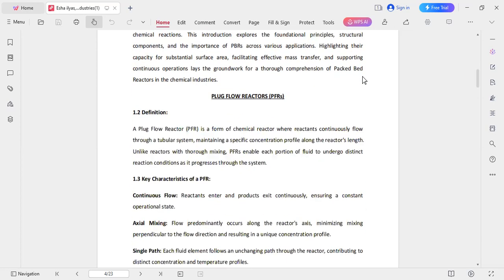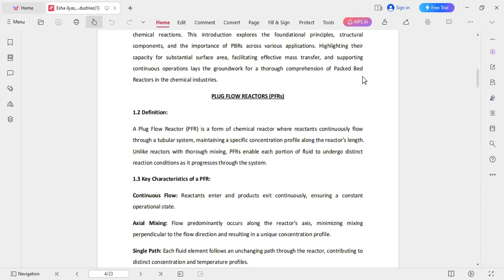The first type of reactor which I will explain is plug flow reactors. First of all, I will show you the definition of plug flow reactors. A plug flow reactor is a form of chemical reactor where reactants continuously flow through a tubular system, maintaining a specific concentration profile along the reactor's length. Unlike reactors with thorough mixing, PFRs enable each portion of fluid to undergo distinct reaction conditions as it progresses through the system.